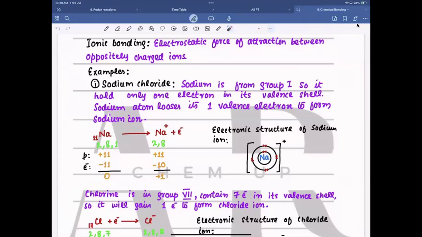Now, that is the electronic structure of the sodium ion. Whenever we make an ion, as you have practiced since your O level, we enclose the atomic structure of that ion in square brackets and then put the charge over it.